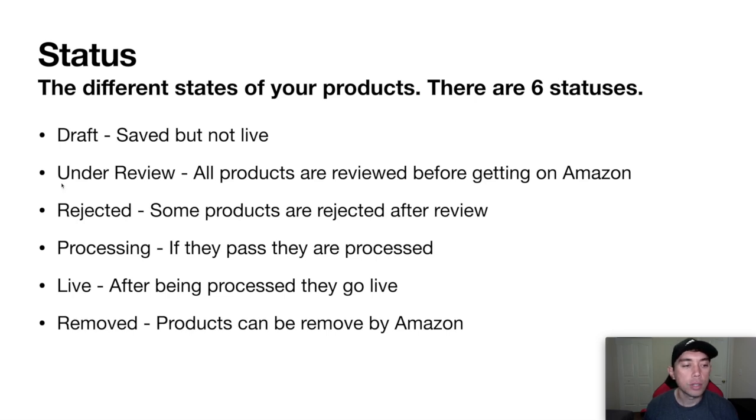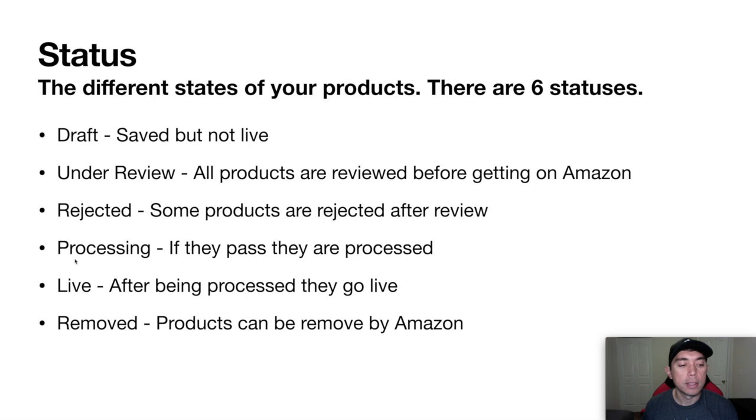The next status is rejected. If you go under review and they find that you are against policy or TOS and you're doing copyright or trademark things or whatever you're doing against it, your product can be rejected and given a status of rejected. So when you go into your Merch by Amazon, you might see something that says rejected. That's just saying that some of those products are rejected after the review. They found something that you're doing wrong or Amazon doesn't agree with. Amazon doesn't actually tell you why it's rejected. It just says it's rejected. So you'll have to figure that out on your own.